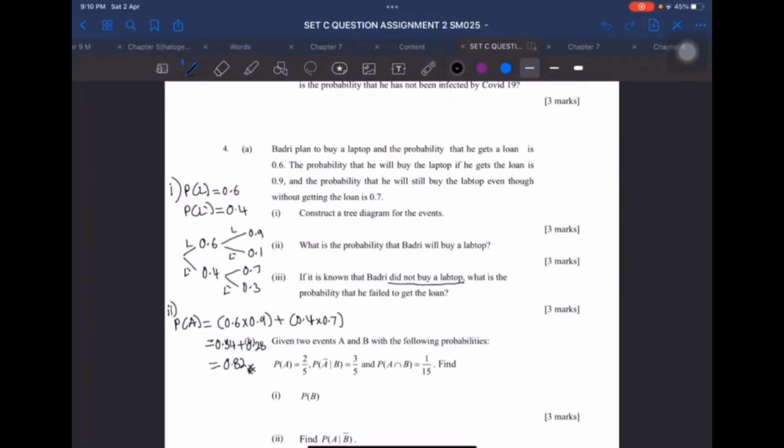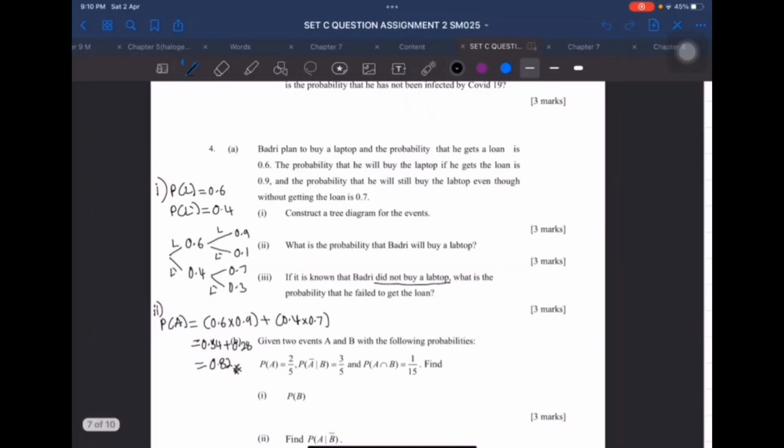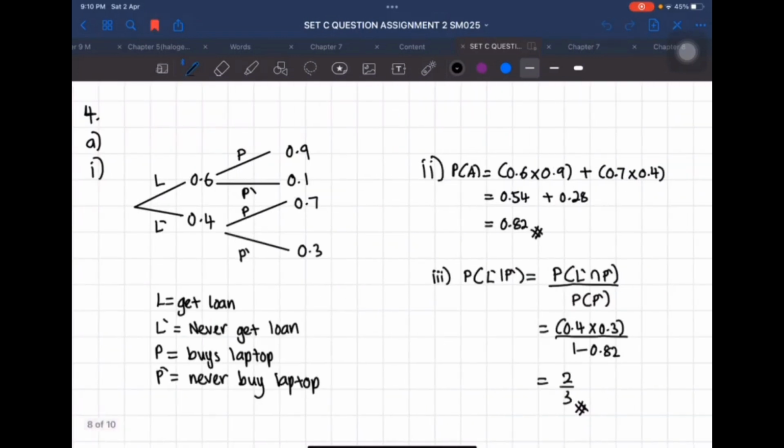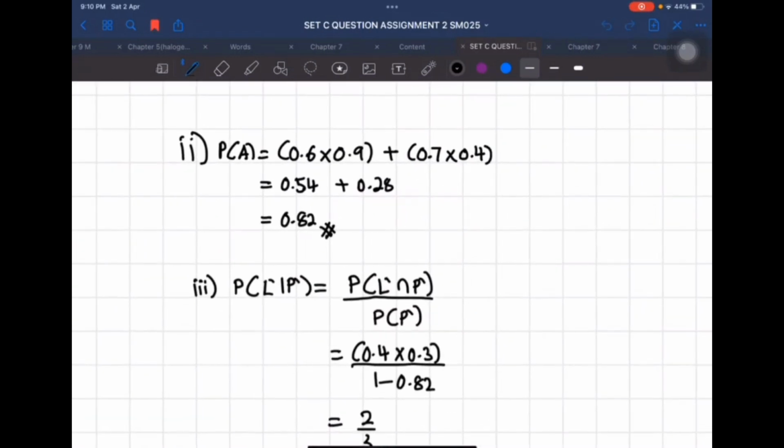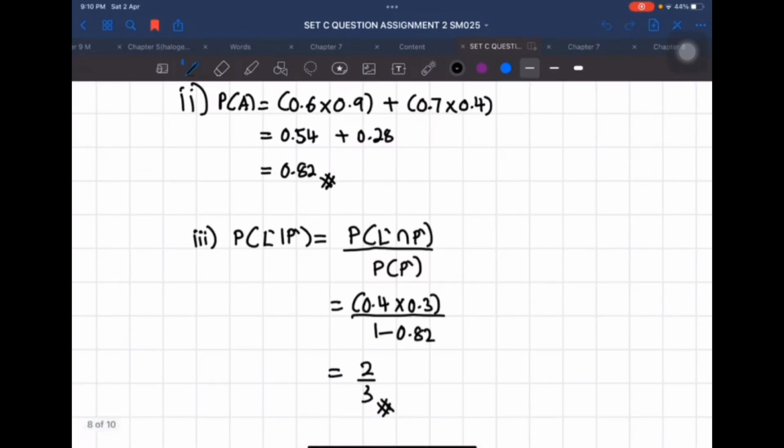So for part 3, they're asking, if it is known that Battery did not buy a laptop, what is the probability that he failed to get the loan? For part 3, we need to make sure that the probability that he didn't buy a laptop should be behind, and the probability that he didn't get a loan should be in front.